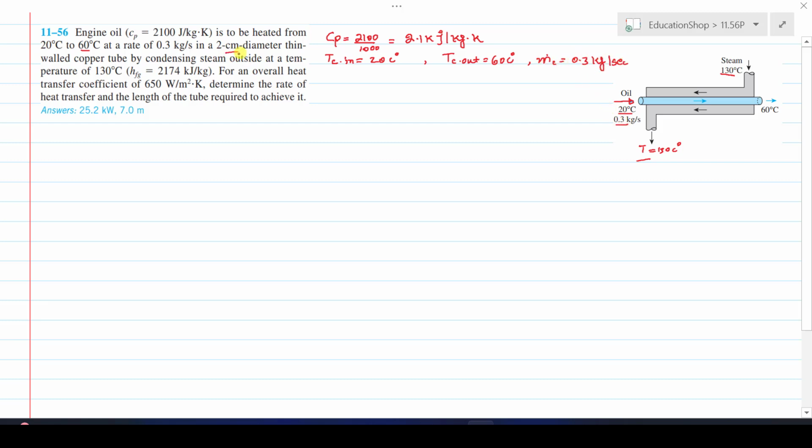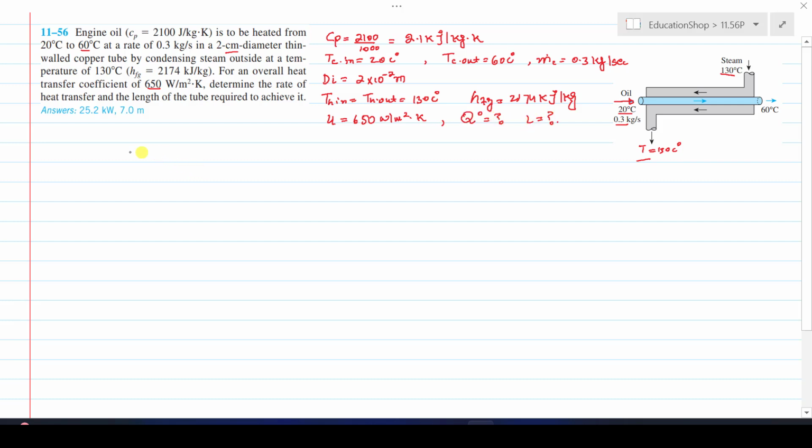The internal diameter of the tube is 2 centimeter, which means Di is equal to 2 multiplied by 10 to the power minus 2 meter. The hot temperature in is equal to the hot temperature out, and that temperature is 130 centigrade, and the enthalpy of vaporization of steam at this 130 centigrade is hfg, and its value is 2174 kilojoule per kg. The overall heat transfer coefficient is also given, that is 650 watt per meter square Kelvin. We need to calculate the heat transfer rate in the heat exchanger and the length of the tube.